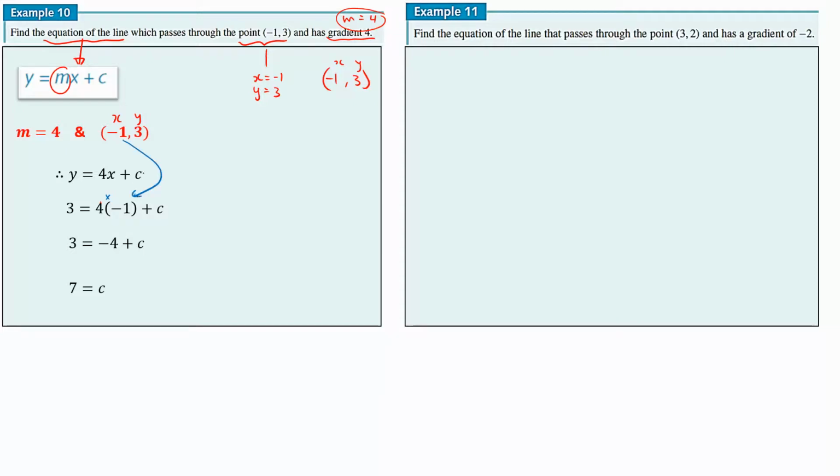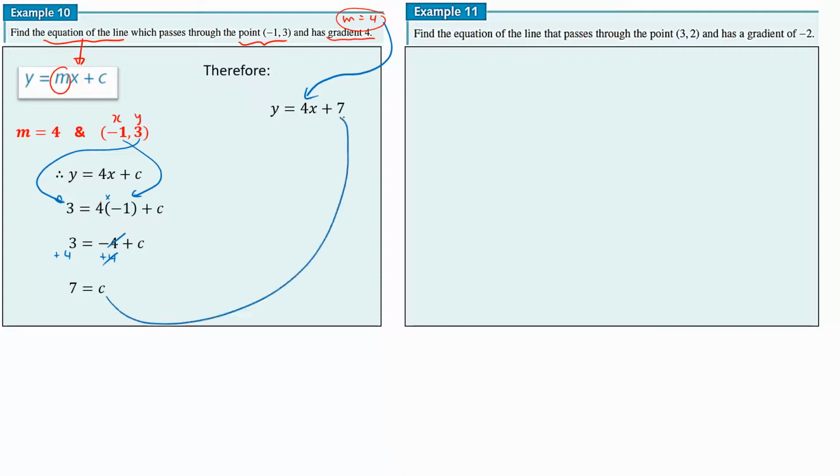So just going through here again, I substituted -1 in for x and 3 in where the y is. I multiplied them, I get -4, and I added 4 on both sides. -4 cancels out and becomes 0, so I got c left on the right-hand side, and 3 plus 4 is 7. So what does that mean? That means my equation is now, I already got m, which is 4, and c, I just figured out, was 7. Because this says find the equation of the straight line, I've got the equation of the straight line right there. It's got the gradient of 4, and c equals 7.